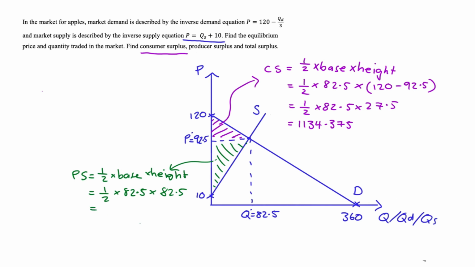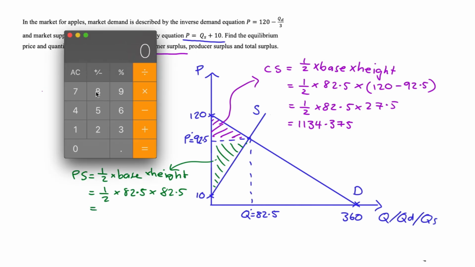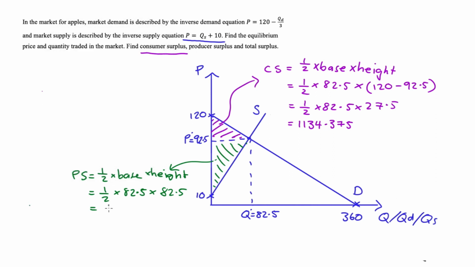And that's equal to, let me get my calculator again, 82.5 times 82.5 times a half, 0.5, is equal to 3403.125. Okay, so that's producer surplus and consumer surplus.